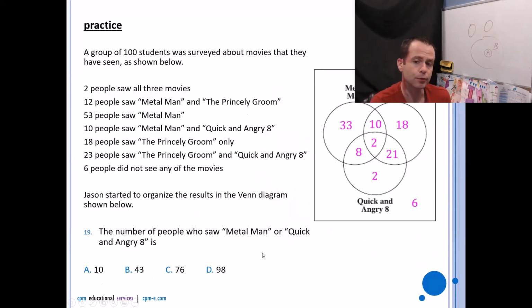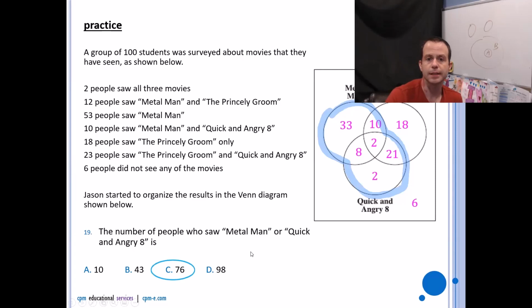And the number of people who saw Metal Man or Quick and Angry 8. Metal Man or Quick and Angry 8 is going to end up being all of this. So I would add up all those numbers together and that gives me 76.